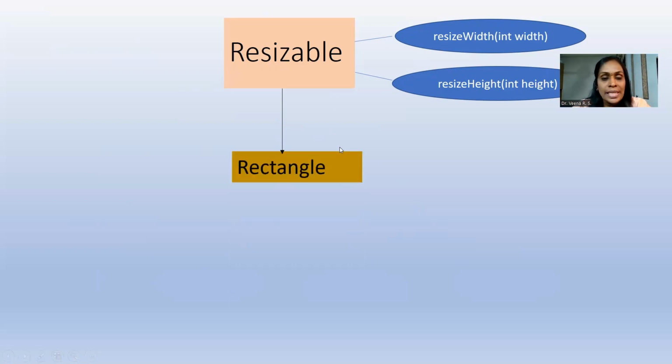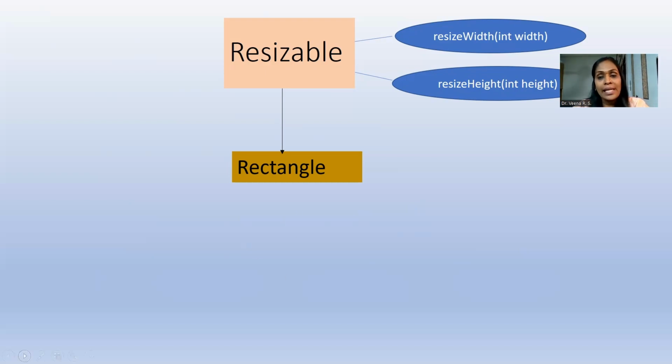There is a class called rectangle, which is implemented from resizable. The problem statement says that you have to create a class named rectangle, which is implemented from resizable. So in this diagram, resizable is an interface which contains two methods, resize width and resize height, and there is an inheritance from resizable to rectangle. But as resizable is an interface, you don't use the keyword extends. In fact, you use the keyword implements.